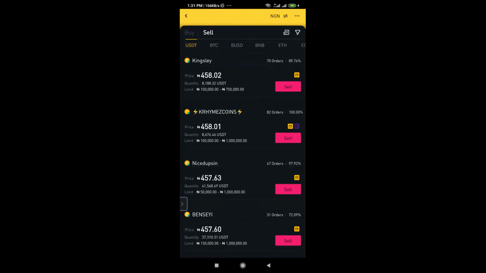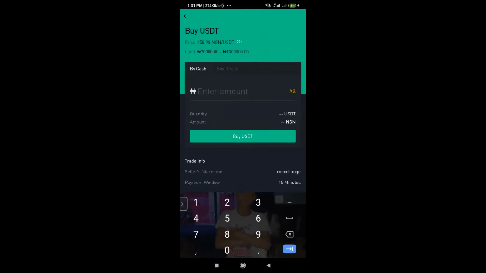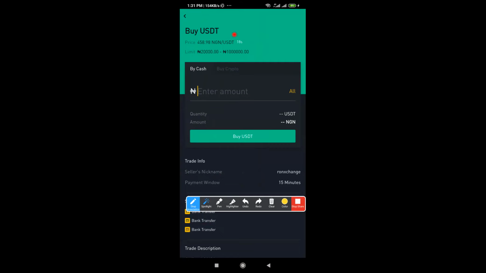All right. So if I want to do that, let's say I want to buy. I click on buy, on this person's buy. I enter the amount that I want. Now this person's limit is, if you look at this place, you find out that this guy wants to sell at least 20,000. That means if you want to buy 15,000 naira worth of USDT or BTC, okay, I'm on USDT, he's not going to sell to you. So he has shown us that his limit is 20,000 to 1 million, right?